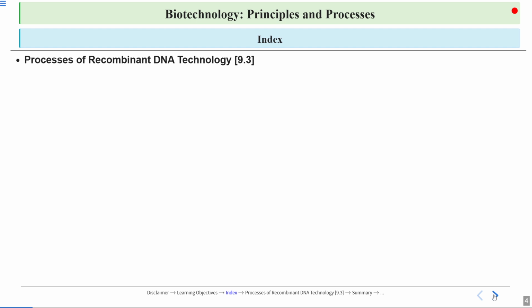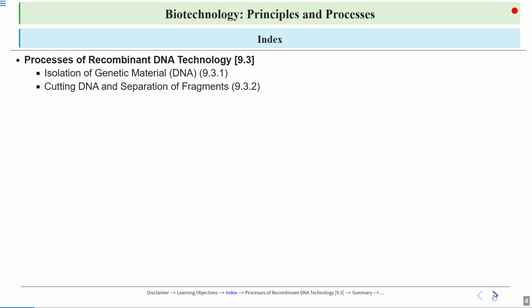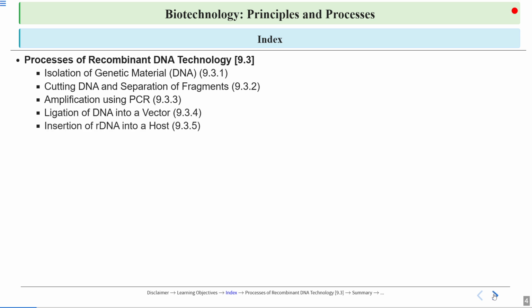So this is our today's index. First we will cover section 9.3 of NCERT, which is the processes of recombinant DNA technology, whose subsections are isolation of genetic material, that is DNA, cutting DNA and separation of those fragments, then amplification using PCR, that is polymerase chain reaction, which we are going to talk about in detail, then ligation of DNA into a vector, then insertion of that recombinant DNA, which has formed after the ligation of foreign DNA and vector, into the host.